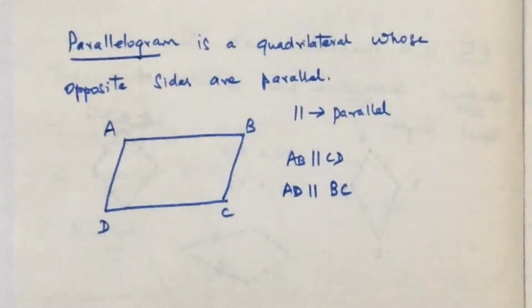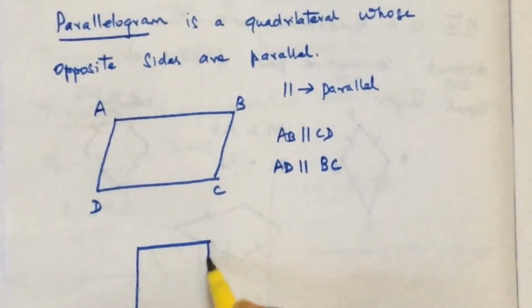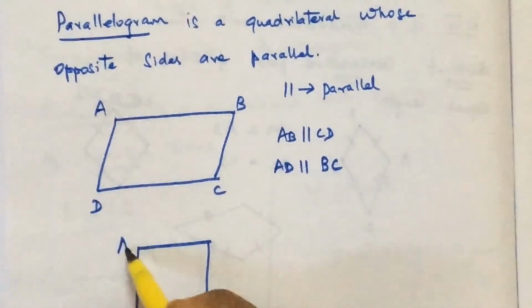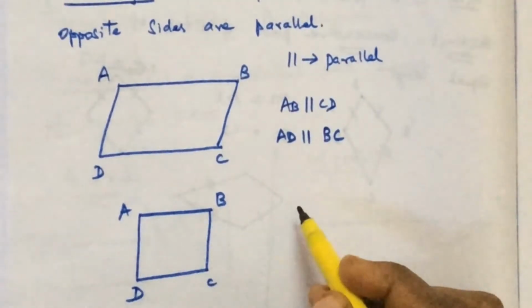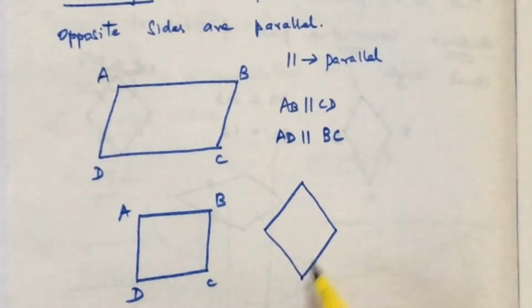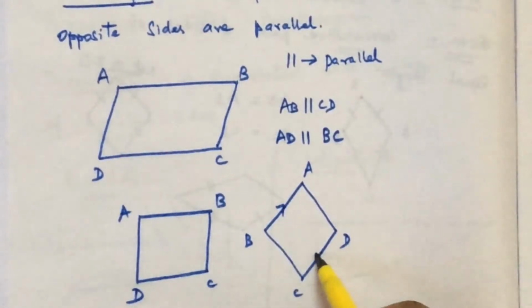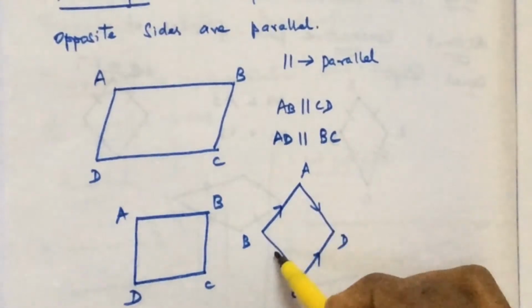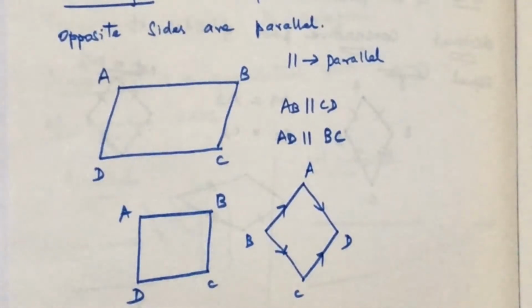parallelogram. There may be many examples of parallelogram. So here you can see A, B, C, D. Here these two lines are parallel and these two lines are also parallel. These are examples of parallelogram. It may also look like this. A, B, C, D, which means these two lines are parallel and these two lines are parallel. If the opposite sides are parallel, then it is called a parallelogram.